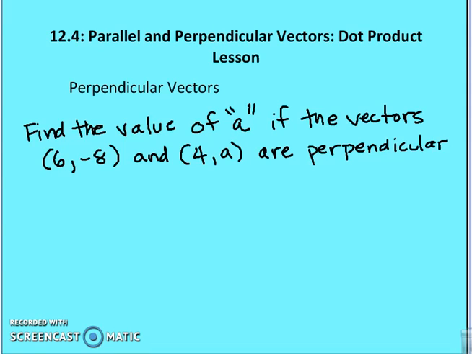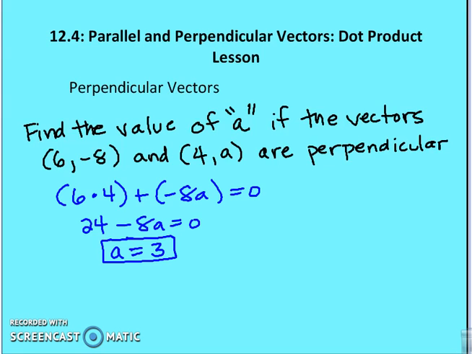I want you to find the value of a if the two vectors 6, negative 8, and 4, a are perpendicular. All right, so take the dot product: 6 times 4, x1 times x2, plus negative 8 times a, y1 times y2, negative 8a, is equal to 0. 6 times 4 is 24, minus 8a is equal to 0. A ends up being equal to 3.